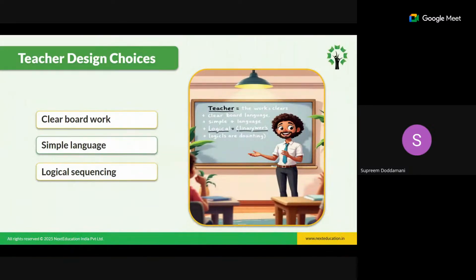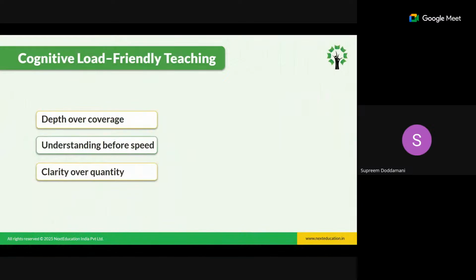Logical sequencing. That's what it is. Explanation should be in a proper sequence. Cognitive load friendly teaching. Try to keep depth over coverage. That is, instead of explaining each and everything, try to minimize it, where you can explain the difficult topic in a simple manner. Understanding before speed.